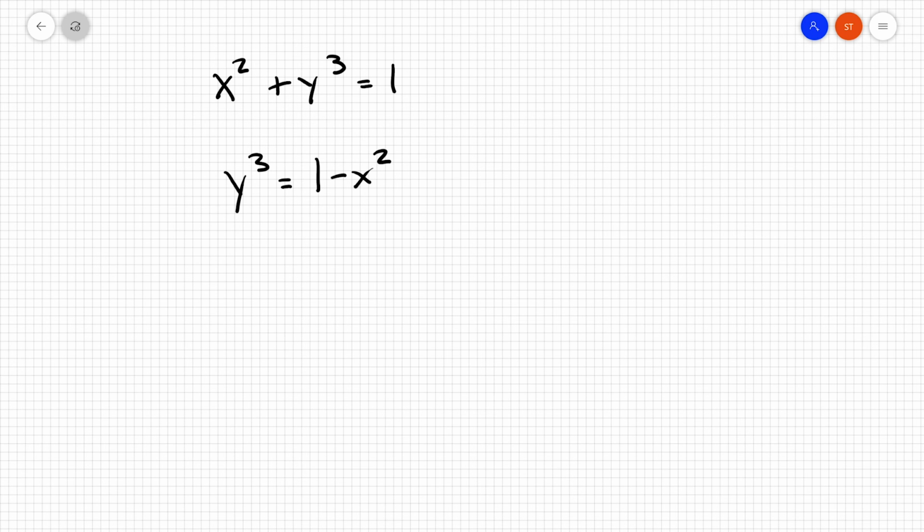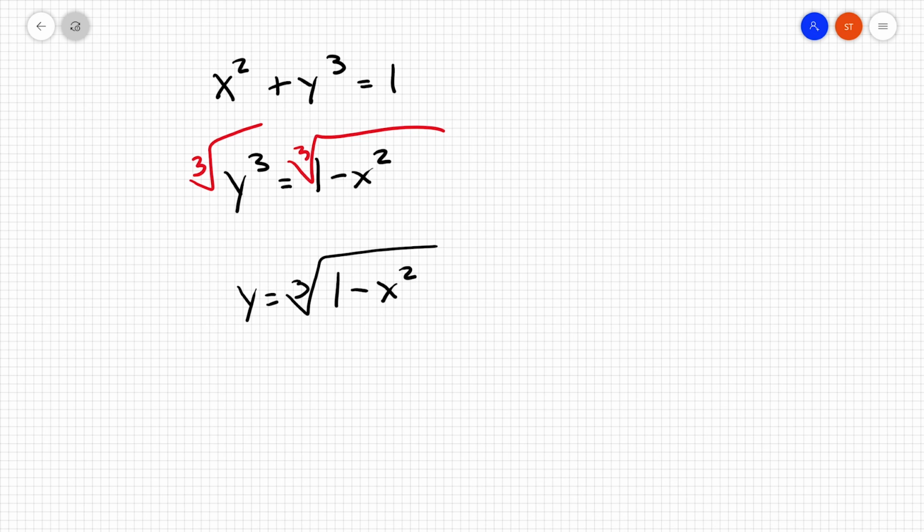And unlike even index roots, odd index roots like cube roots or fifth roots, they don't have that plus or minus thing going on. They're just a lot easier to deal with. Cube roots, we can cube root positive stuff, we can cube root negative stuff. We don't end up with the weird plus or minus situation. So all that happens here is we get y equals the cube root of 1 minus x squared. No plus or minus, no evil two-headed arrow, so this is a function.